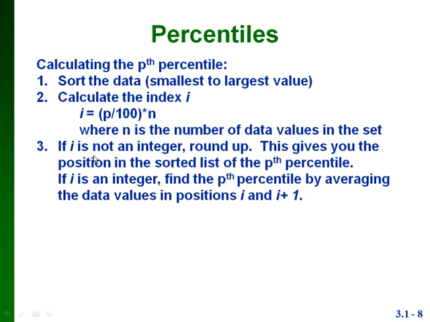If the I that we calculate turns out to not be an integer, we have to round up. Even if it's, say, 6.01, we would have to round it up to 7. This would give us the position in the sorted list of our pth percentile. So if we rounded it up to 7, then that would tell us that our value was going to be the 7th one in the list. If I turns out to be an integer, then we have to go halfway in between that position and the next position up in our list. So for example, if I turned out to be exactly 7, then we would look at the 7th and the 8th positions in the list and average those two values to get our pth percentile.